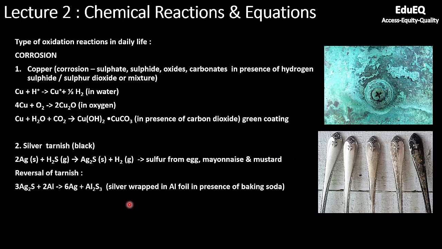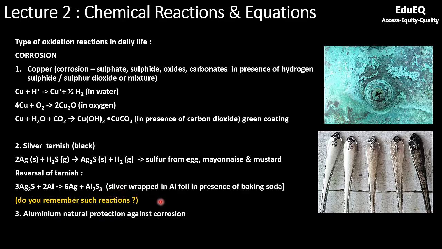What you can do is put it in aluminum foil in the presence of baking soda, and the reverse reaction happens. You can see silver sulfide, which is formed from the first reaction, reacting with aluminum in the presence of baking soda to give back the silver metal, and itself it forms a layer of aluminum sulfide. I think you can recognize this type of reaction. It is a displacement reaction. Aluminum is displacing silver from silver sulfide, and itself it's forming aluminum sulfide.